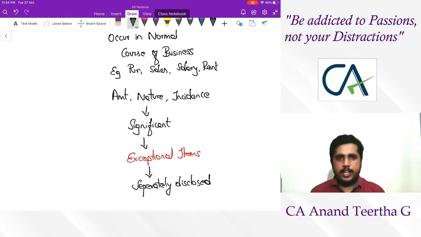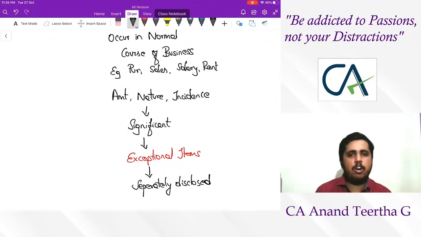Okay, so ordinary items occur in the normal course, but either the amount or the nature or the incidence is in such manner that it is significant, it is material. Then you call them an exceptional item. These exceptional items should be separately disclosed.